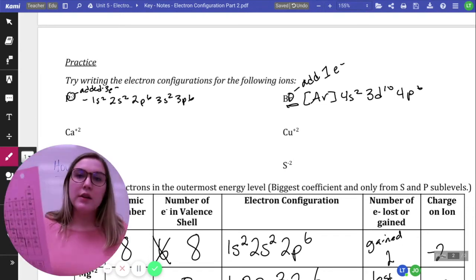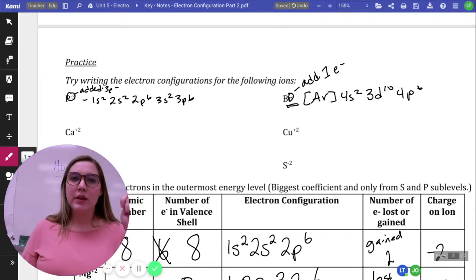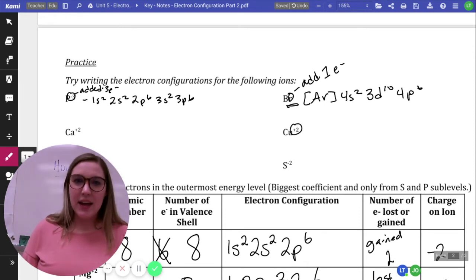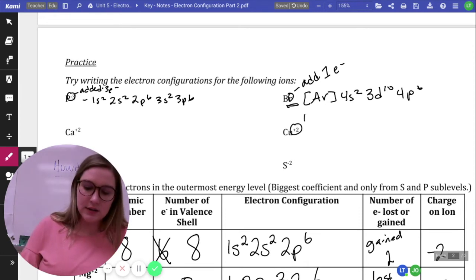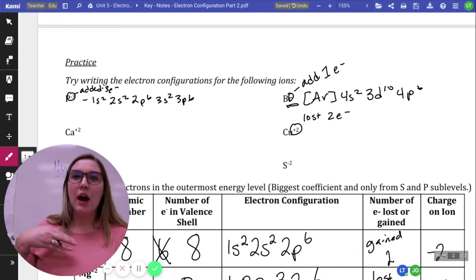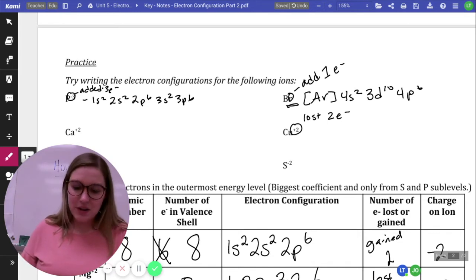Now we're going to do copper. It's a transition metal, and transition metals are a little bit different. They're going to lose slightly different electrons. Copper has a +2 charge, which means it has lost 2 electrons. I'm going to write out copper's electron configuration how we would normally write it out.